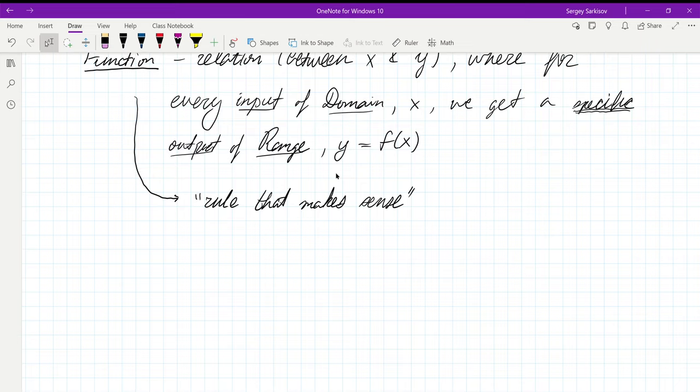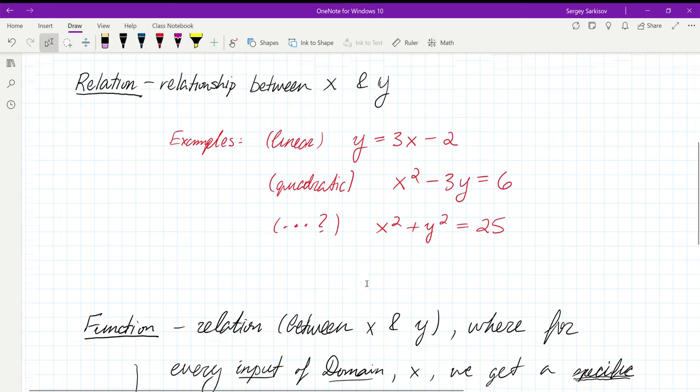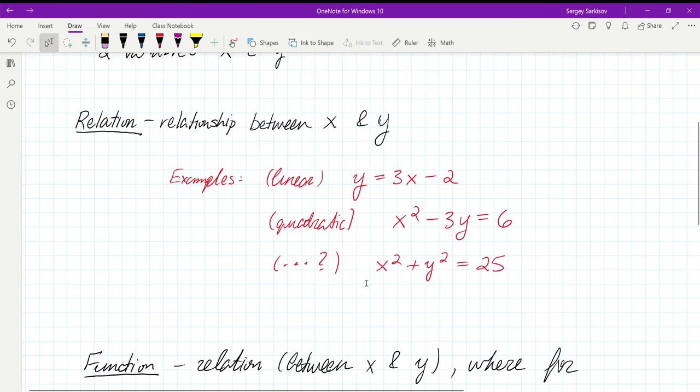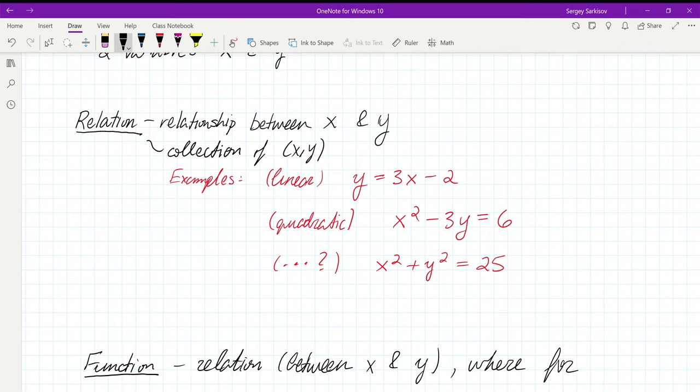And another way to think of it is, again, inputs go to outputs, but let's go back: a relation between x and y, one thing we can also call it is a collection of ordered pairs. So for every x, there's a y, or multiple, but a collection of x, y ordered pairs is another way to think of it. So before we even get to function, a bunch of ordered pairs, x and y, is a relation.